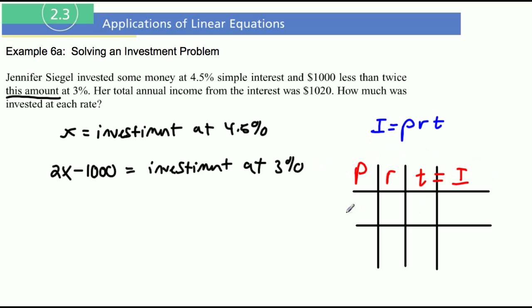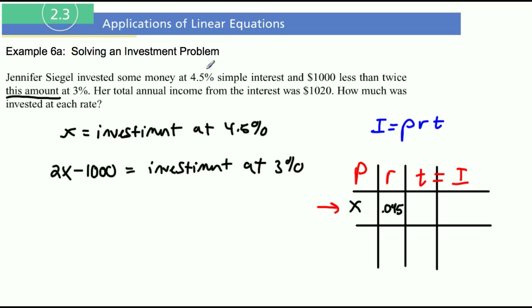Okay, so let's take a look at the first one right here. My first investment, Jennifer invested some money. If we don't know what the money is, then that's the principal, right? When it talks about investing some kind of money, that kind of money is x. So I'm going to put x right here for my principal, because we don't know how much money was invested. Now, what was the rate? The rate was 4.5%. So I'm going to turn that into a decimal, 0.045. And then at how much time?